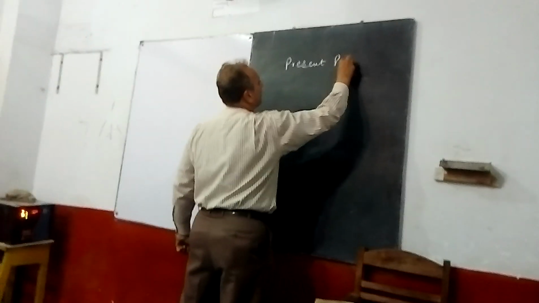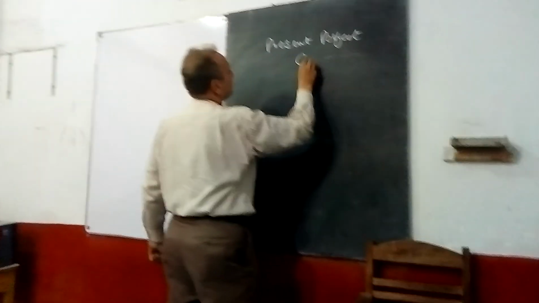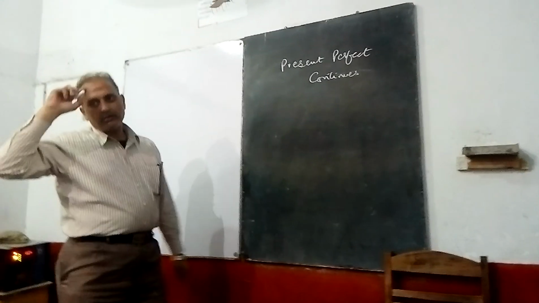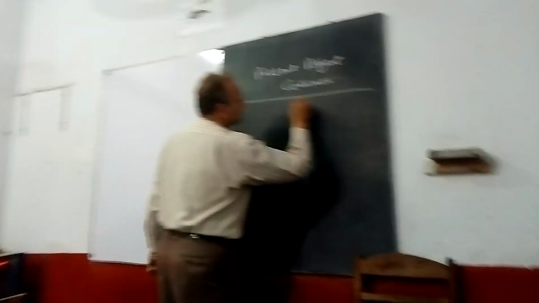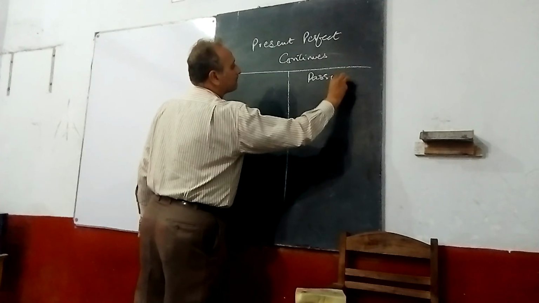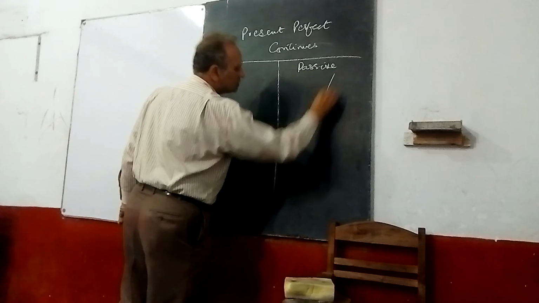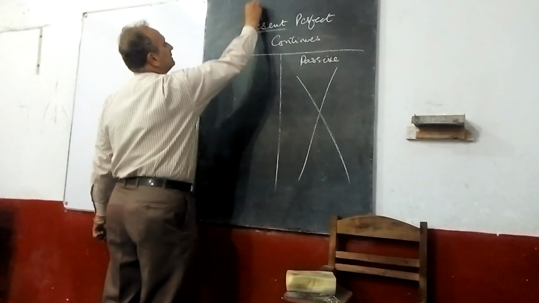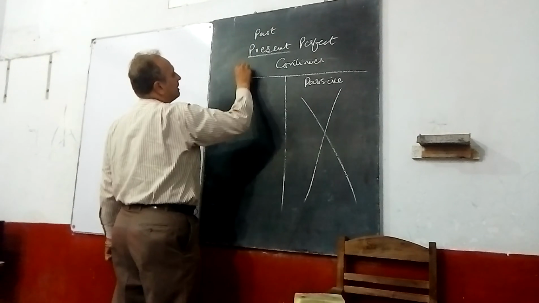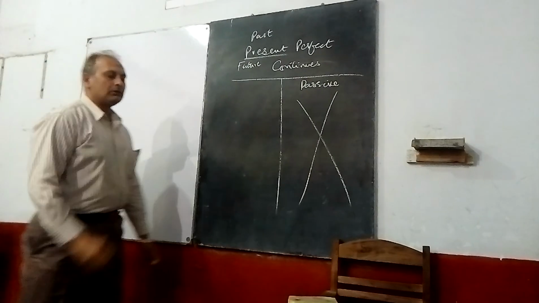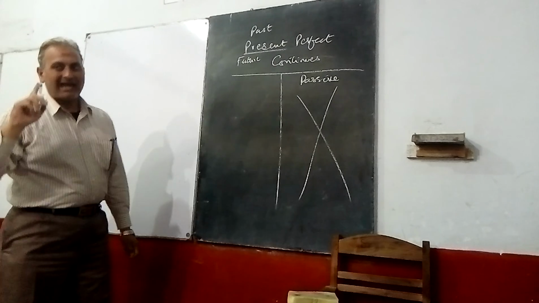Present perfect continuous. Always remember that this is the only tense, this series of the tense, that has no passive voice. It means that there is no passive of this tense, whether it is from the present, the past, or the future. It has only one form, and that is the active form.